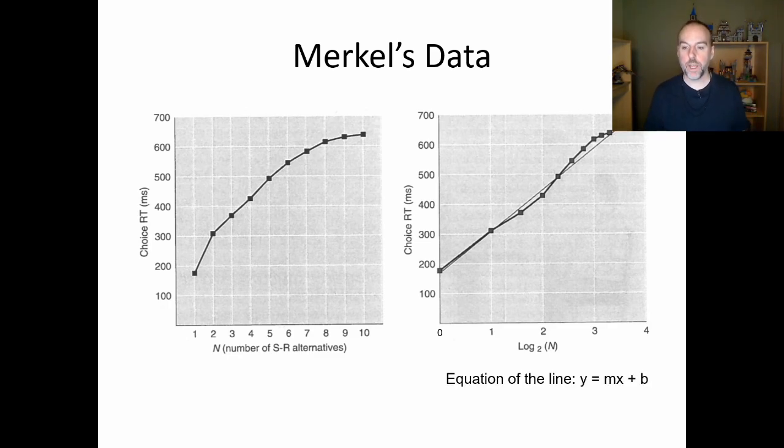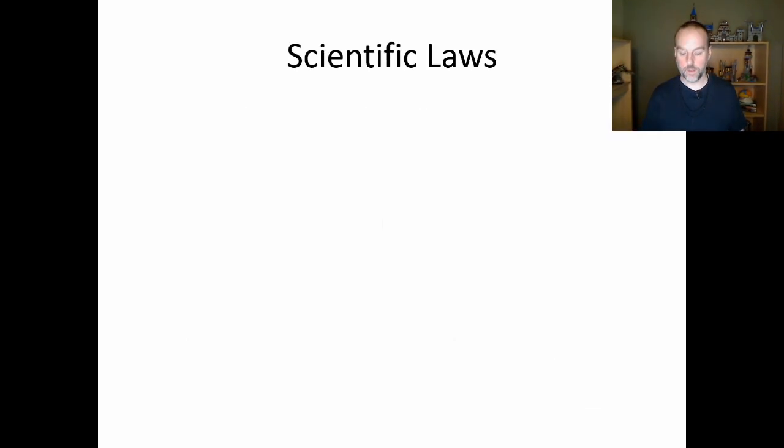So first, if we then want to find what's called Hick-Hyman Law, what we do is we find the equation of this line. And if we go back to our high school math, remember the equation of any line is y equals mx plus b. And then what we need to do is solve y, mx, and b for this line, and we would have Hick's law for Merkel's data, for example. So that's Hick-Hyman law. We're going to talk a lot more about this. But why is this interesting?